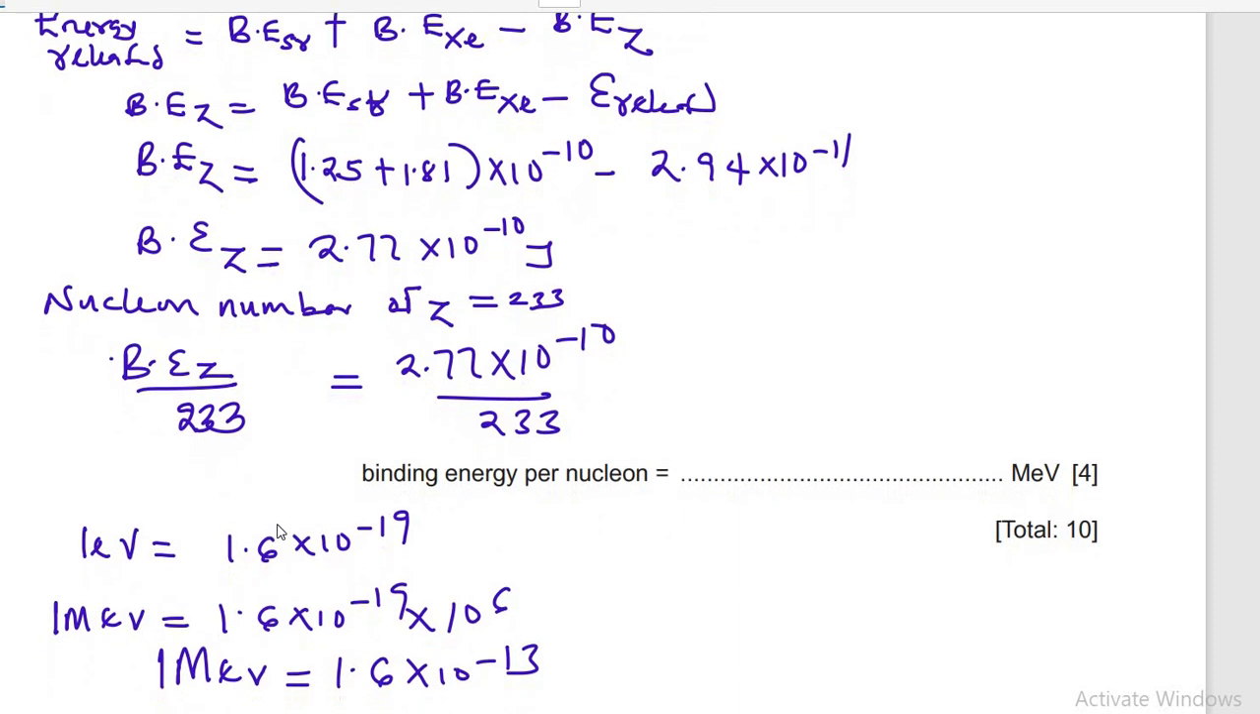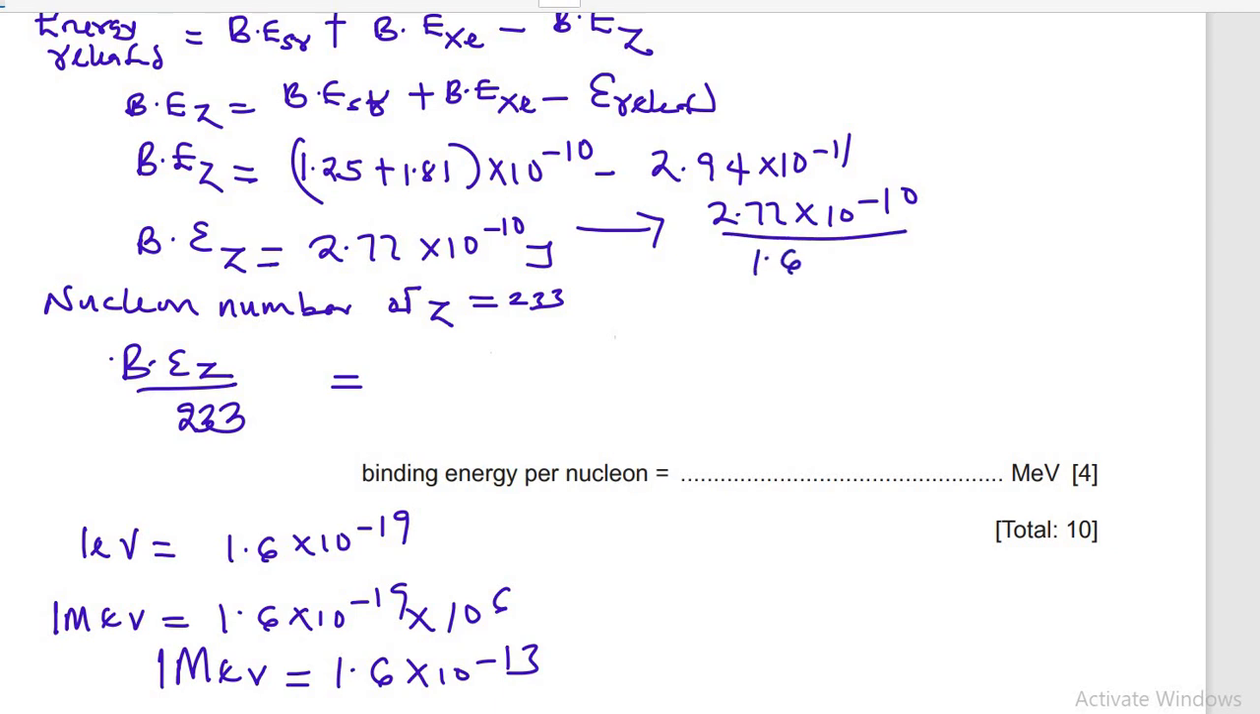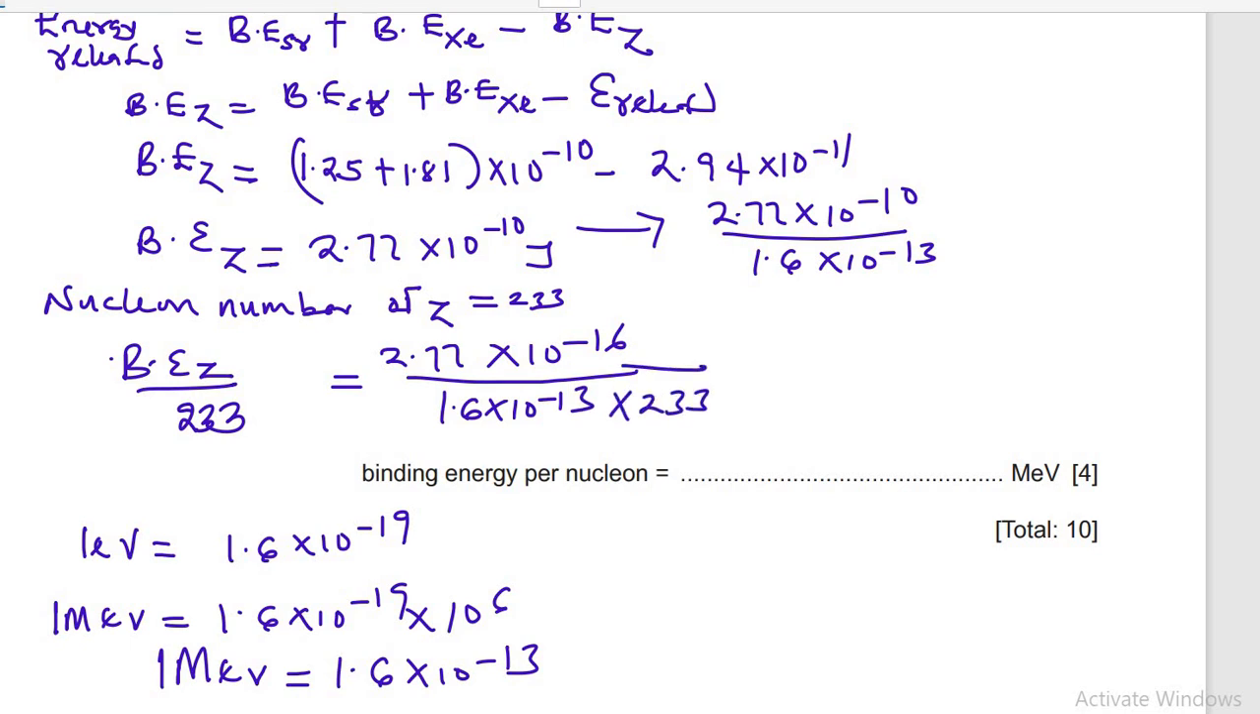So let me go back. My binding energy to convert to MeV is 2.77 times 10 to the minus 10 all over 1.6 times 10 to the power negative 13. So binding energy per nucleon will now be 2.77 times 10 to the power negative 13 over 1.6 times 10 to the power minus 13, divided by 233, and do the arrangement to give us 7.43 MeV. I believe it's clear.